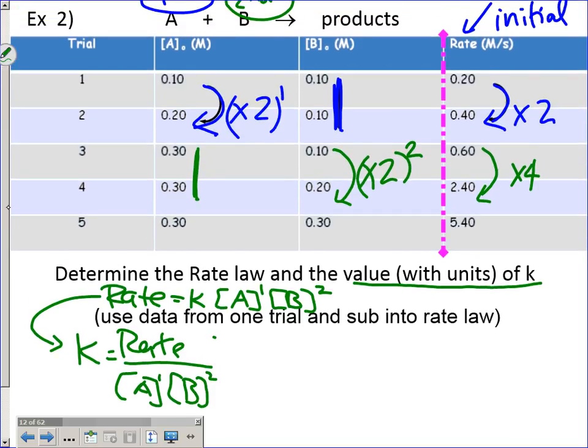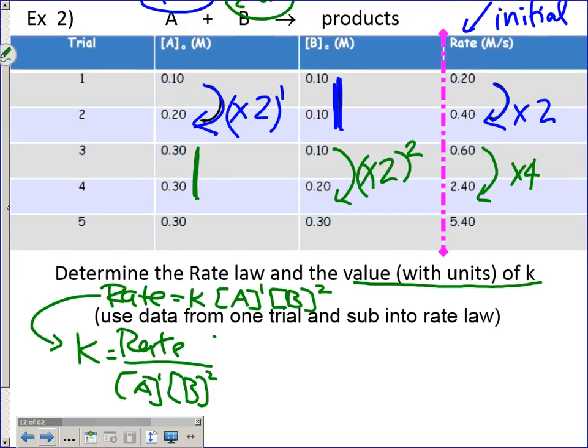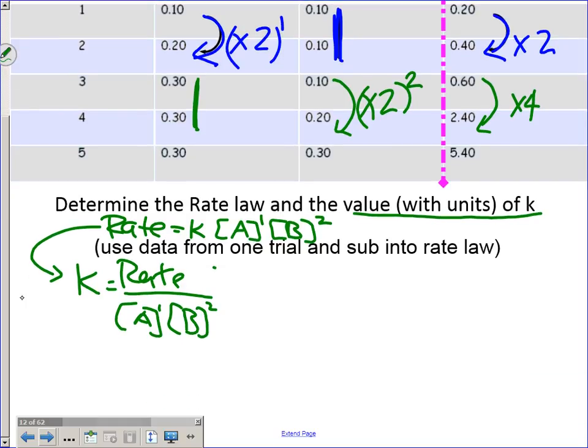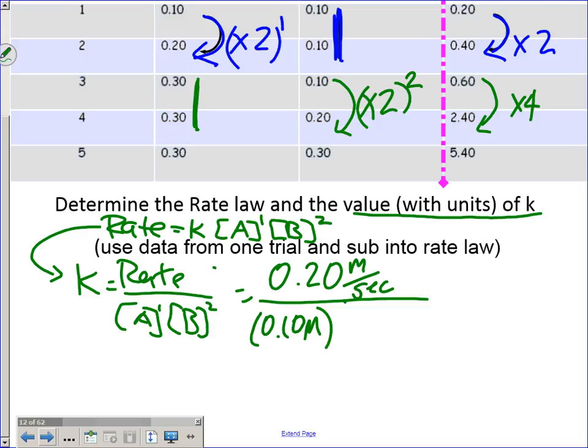Let's plug this value in. Okay, so 0.2 is the rate, 0.1 and 0.1. So the rate is, right, your units, 0.20 what? What's the rate units? Molarity per second. Over, what's A's? A for trial 1 was 0.10 molar. B was 0.10 molar squared. Okay, so this is going to help you see the units of K come to life. What units cancel?